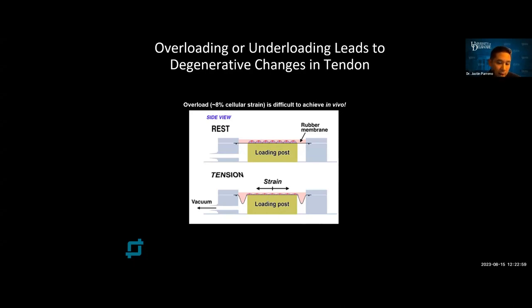Now, if we think about the in vivo condition where tendon cells are within a tendon matrix, a lot of that matrix will shield the cells from actually experiencing stretch. So in the in vivo condition, 8% cellular strain is nearly impossible to actually get onto the cells. About a 30% strain on a tissue will actually only lead to a low transmission of 4-6% on the cells. So 8% cellular strain, although it's overload, would be very difficult to achieve in vivo.